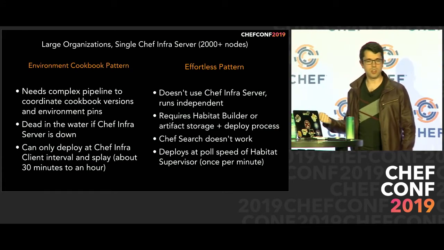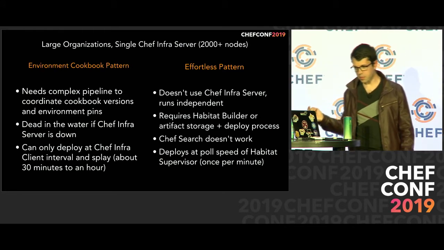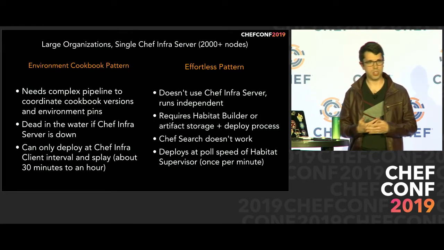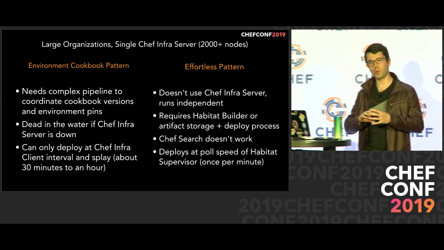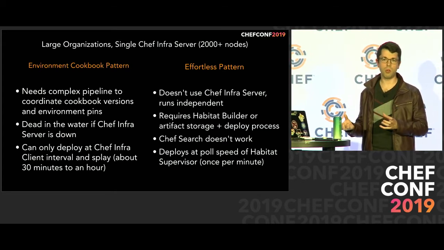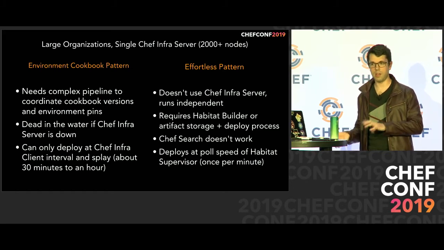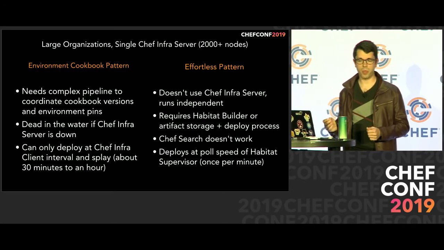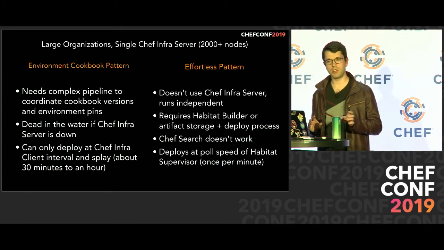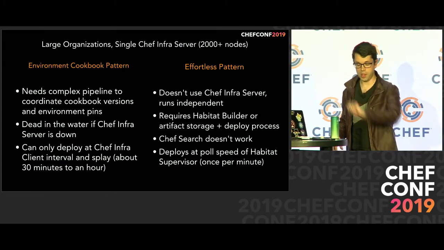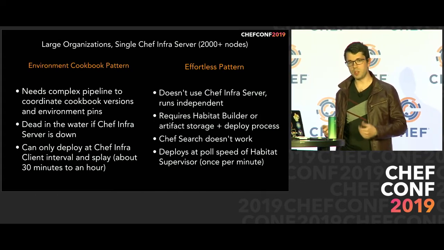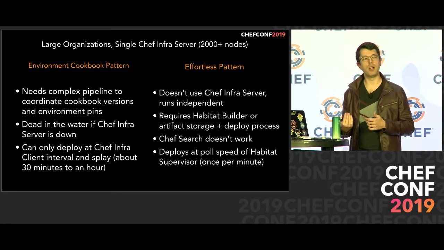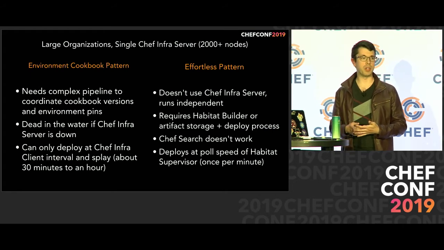So Effortless doesn't use a Chef Infra server. It runs completely independently. It does require Habitat Builder or an artifact storage solution plus a deployment process. So that's one change, since you don't have the Chef Infra server, which is serving the role as an artifact server in the environment cookbook pattern. Since you don't have Chef Infra server, Chef Search doesn't work, which may not actually be a problem. That might actually be a good thing. And we can talk, well, if we have time, we'll get to that. And it deploys at the pace of the Habitat supervisor, which by default is once per minute. So that first run of a new package runs very quickly.